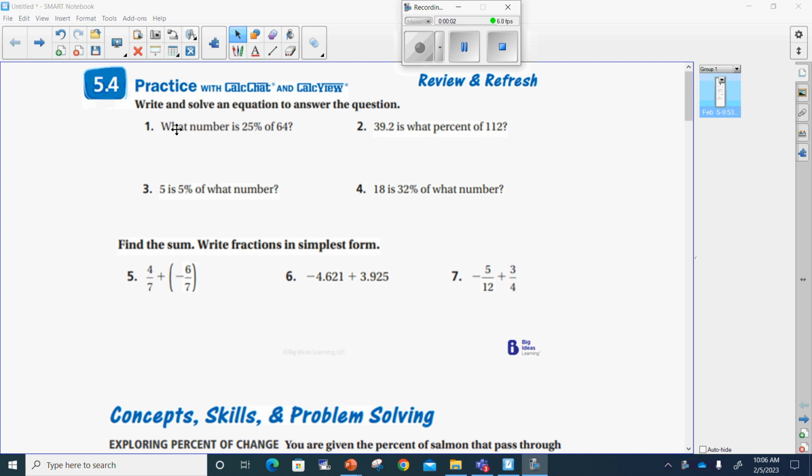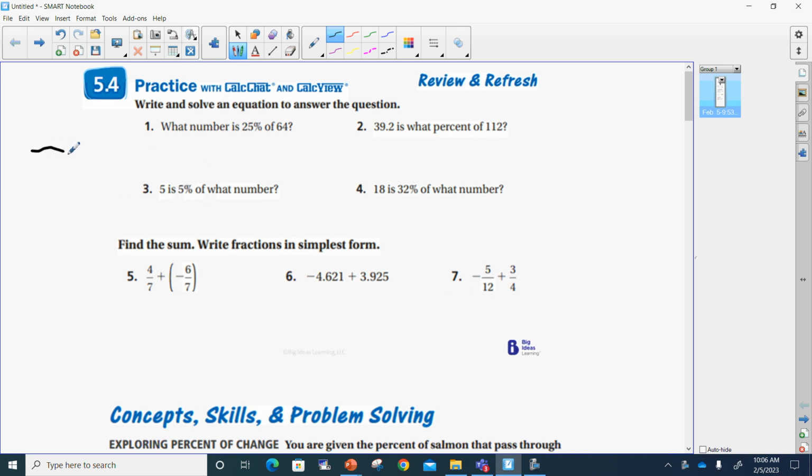We got 5.4. It says to write and solve an equation to answer the question. Number one says, what number is 25% of 64? You know that there's two ways to do this, using cross multiplication or the percent equation. I'm going to go ahead and use cross multiplication for the first one and then percent equation for the second one, so you know both your options.